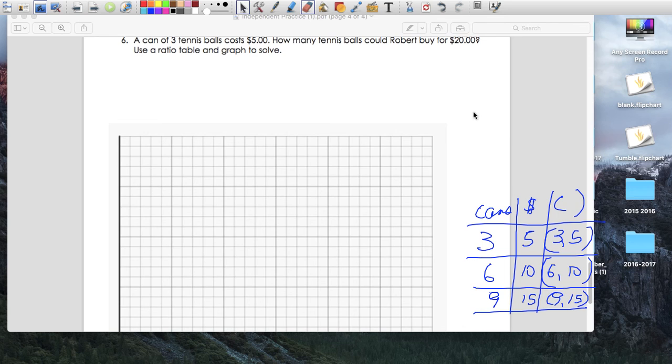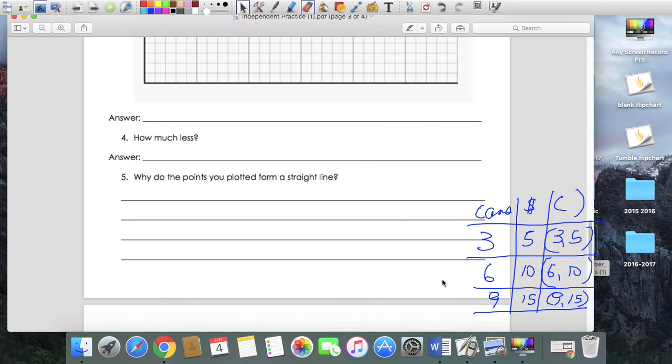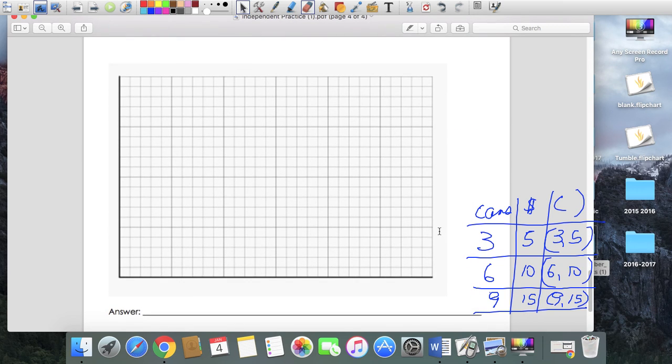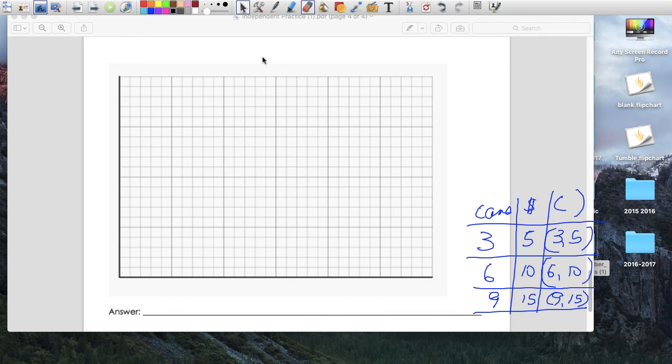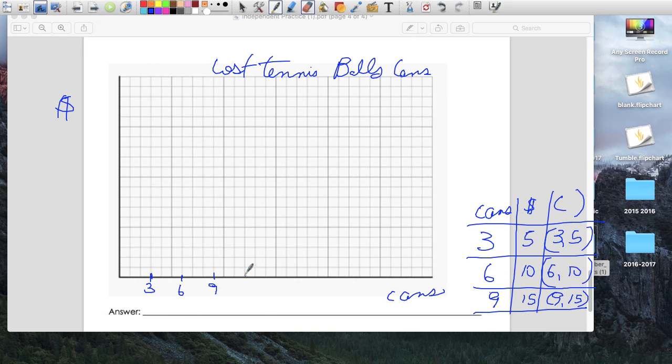So let's graph what we have here without the last one. Okay, so title, cost of tennis balls. Cans, we are going to call cans over here the x-axis. I'm going to call money over here. Okay, so 3, 5 would be 1, 2, 3, and 5 goes up. 3, 6, 9, 12, 15, 18. So number of cans, 0, and here, let's go up by 5, that's nice. 5, 10, another 5, 15, another 5, 20.